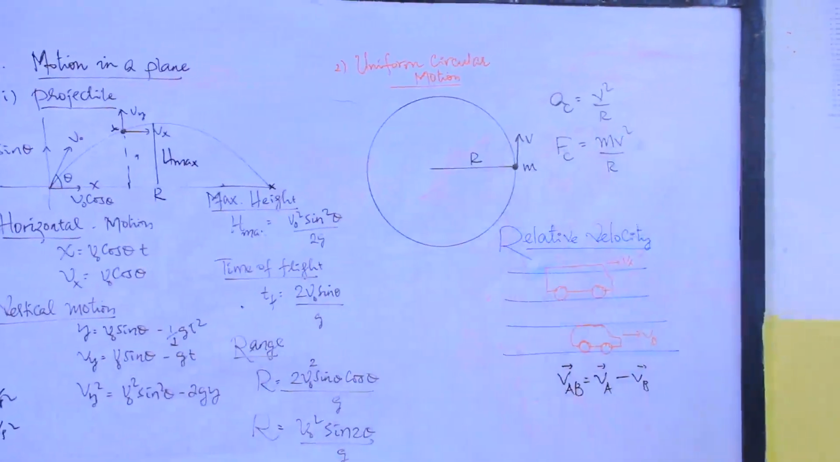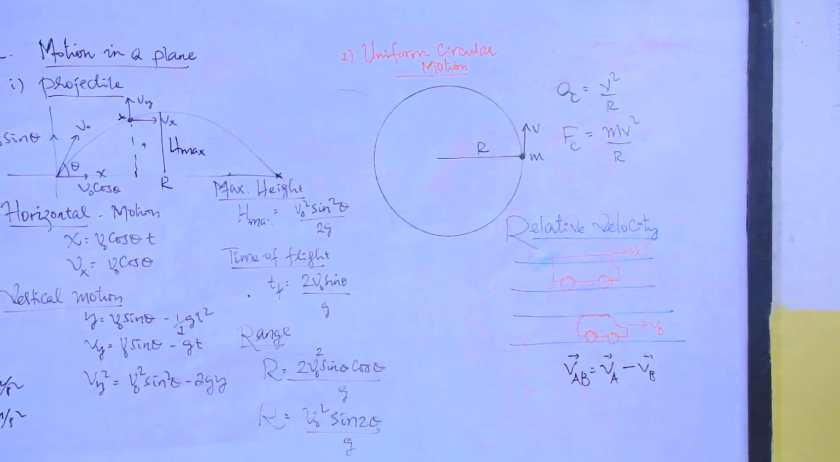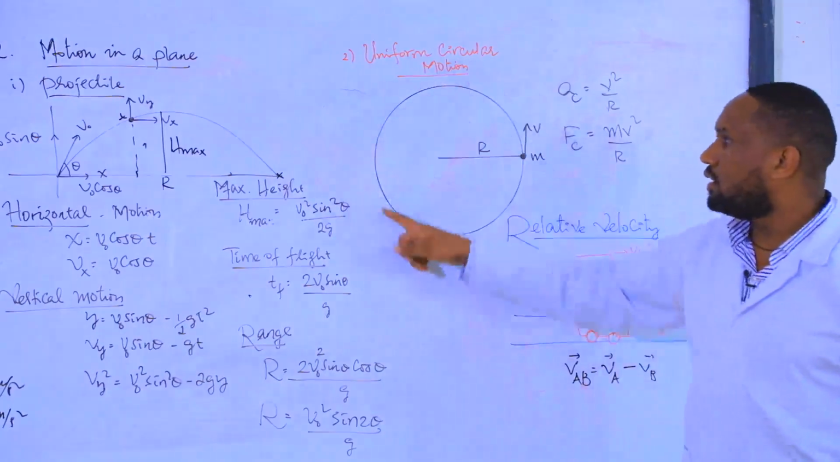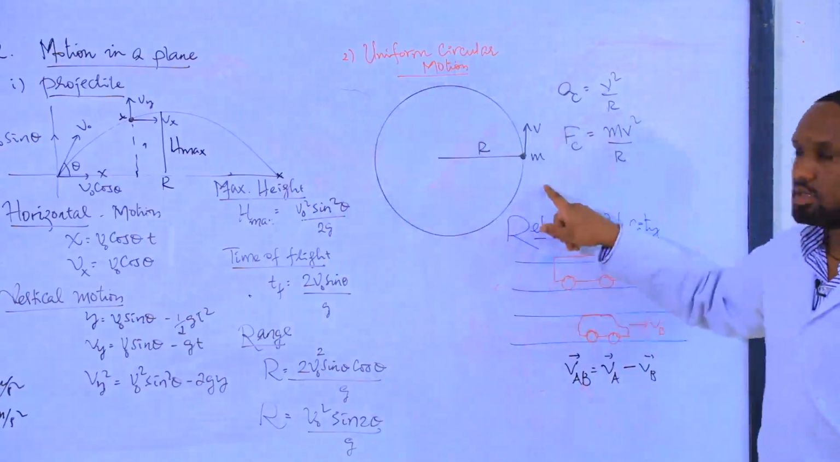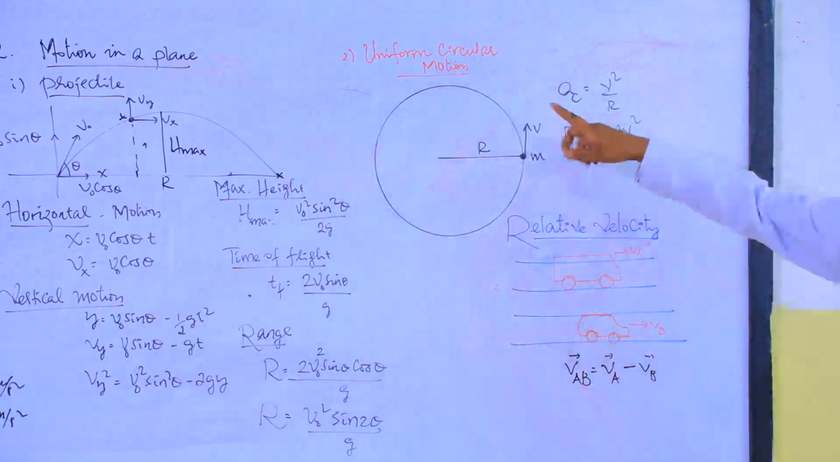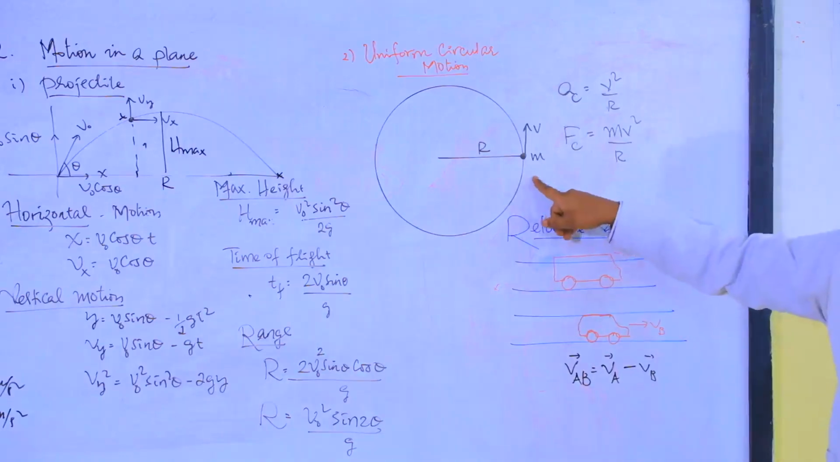Another example of motion in a plane is uniform circular motion. An object is said to have uniform circular motion if it is rotating on a circular path with a constant speed, okay? Even though the speed of the object is constant, since the direction of motion of the object is continuously changing with time, we say the object is still accelerating, okay?